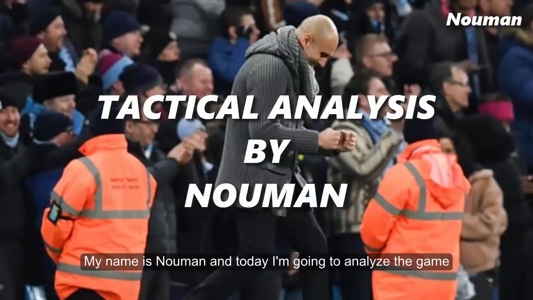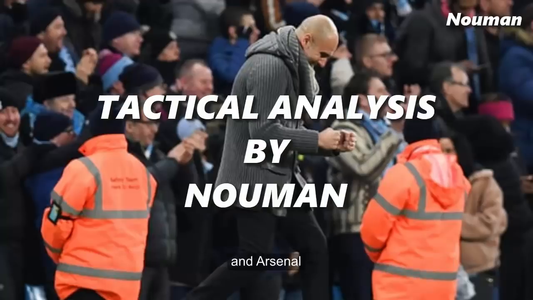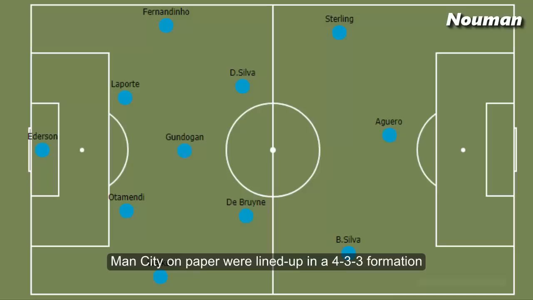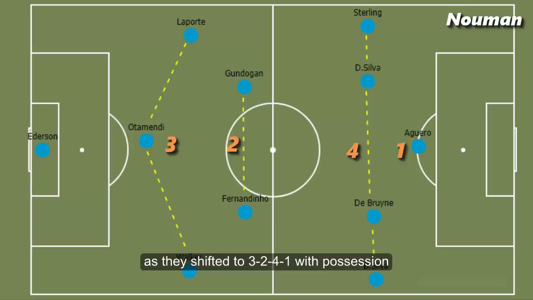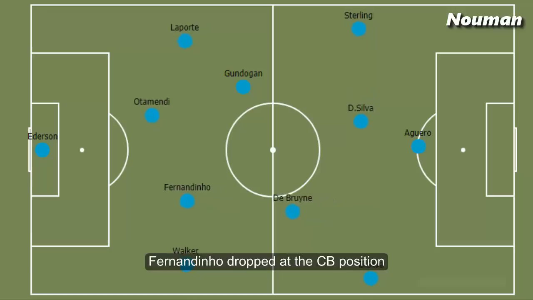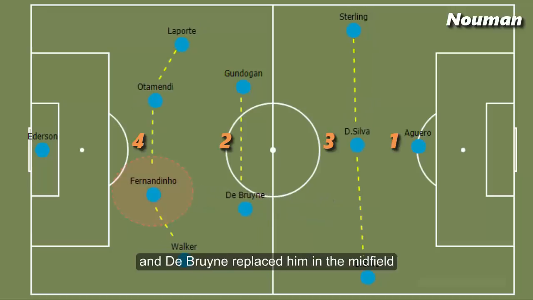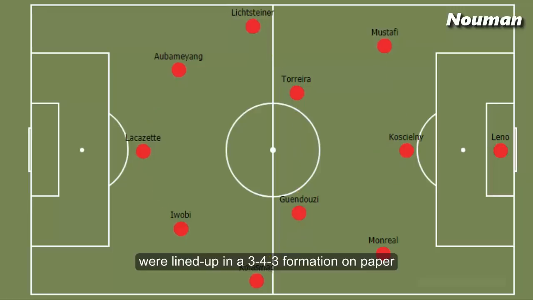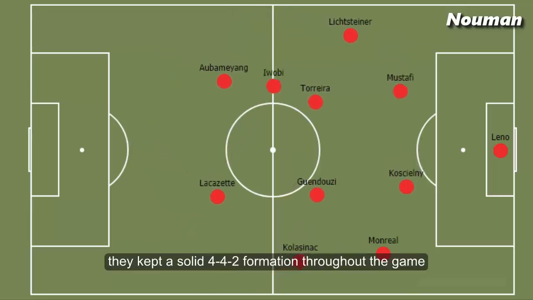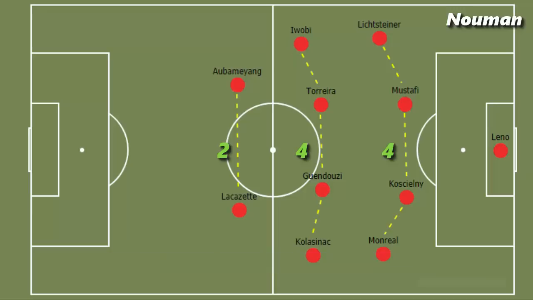My name is Nouman and today I'm going to analyze the game between Manchester City and Arsenal. Man City on paper were lined up in a 4-3-3 formation, but they had a very flexible shape as they shifted to 3-2-4-1 with possession and 4-2-3-1 without possession. Fernandinho dropped at the centre-back position without the ball and De Bruyne replaced him in the midfield, making the shape 4-2-3-1. While Arsenal on the other hand were lined up in a 3-4-3 formation on paper, but on the pitch they kept a solid 4-4-2 formation throughout the game.